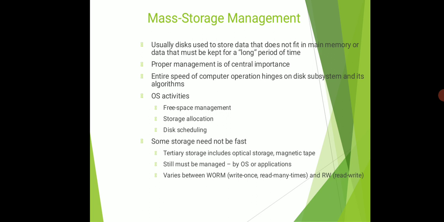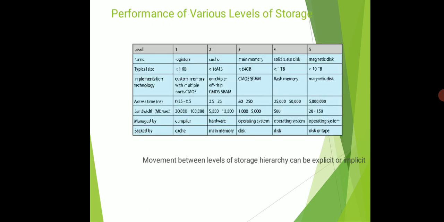Next one, this is mass storage management. The activities of mass storage management are free space management, storage allocation, and disk scheduling. Some storage need not be fast. Tertiary storage includes optical storage and magnetic tape. It still must be managed by the OS or applications. It varies between WORM and RW. WORM means write once, read many times. RW means rewrite.